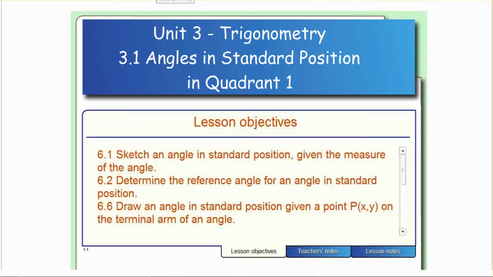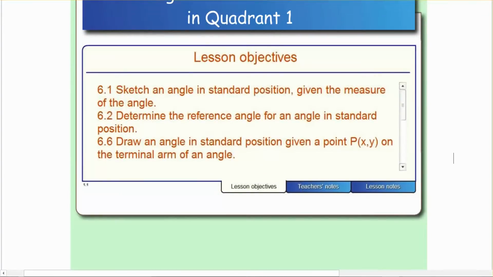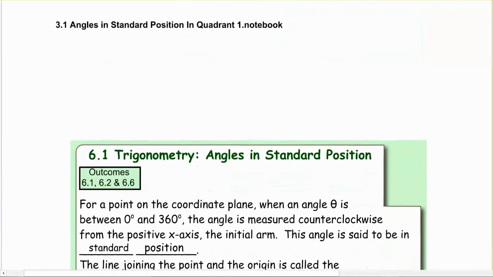Okay, hello, Math 20-1. We're just getting into the trigonometry unit. This will be lesson 1. Here are the things I want you to be able to do by the time we're done: sketch an angle in standard position, give the measure of the angle, determine the reference angle for an angle in standard position, and draw an angle in standard position given any point on the terminal arm of an angle.